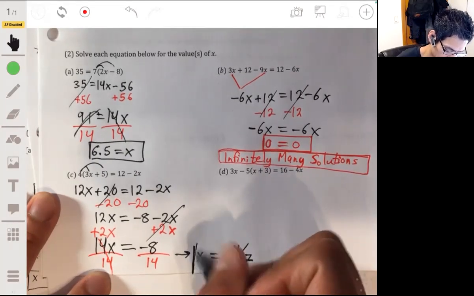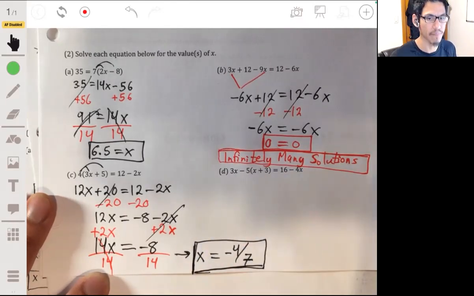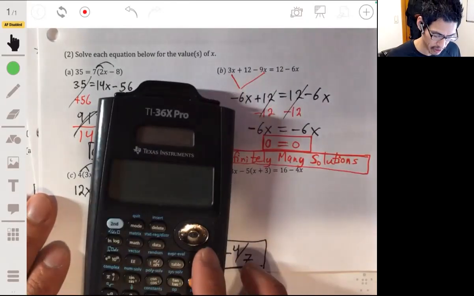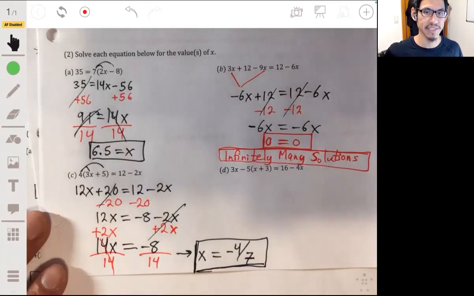I prefer if you leave your answer as fractions because they're more precise. This would be like an irrational number if you look. Yeah, leave it as -4/7.